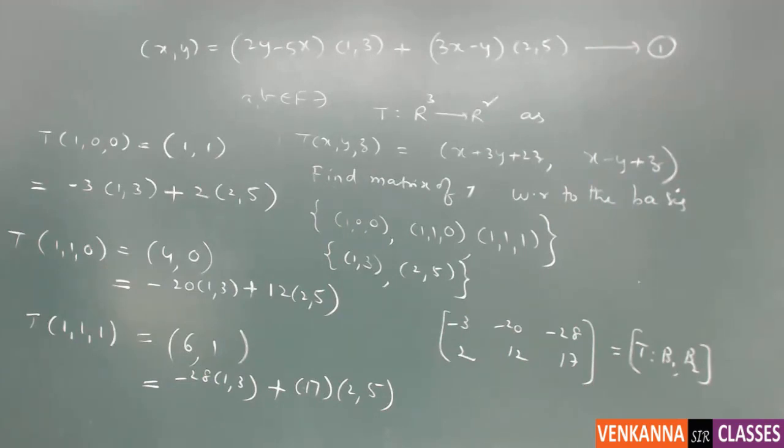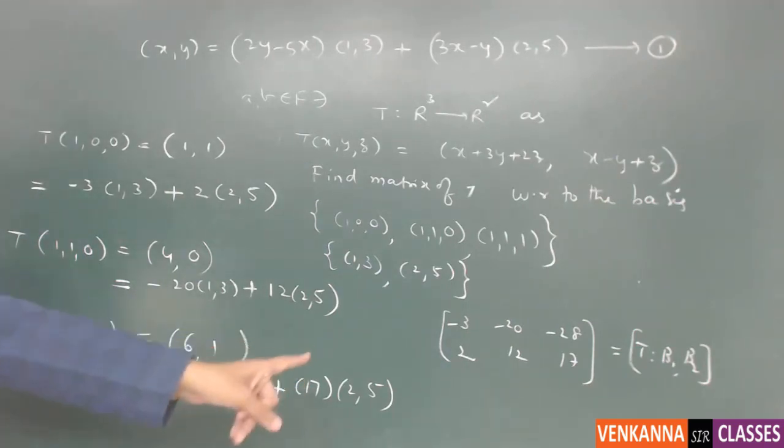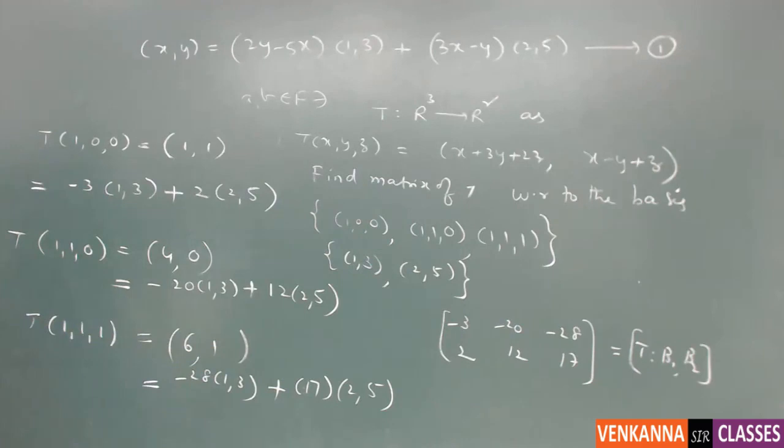Any doubts for anyone over this procedure? Is it clear to everyone? Right. So can I erase this? We call it the matrix of the transformation with respect to the given basis. That's why we call it T at B1, B2, the matrix of the transformation.